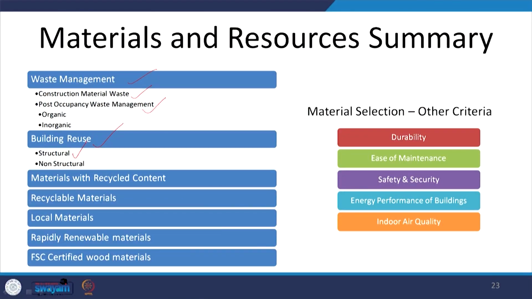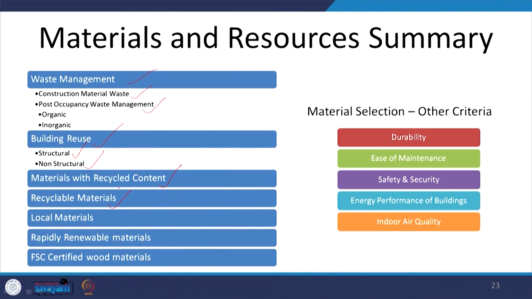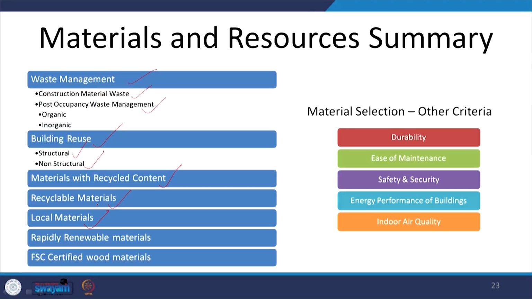Next we talked about building reuse, so reusing the structural components as well as non-structural components in a building. Then we talked about materials with recycled content. We saw how to calculate the percentage as a value based percentage. We talked about recyclable materials, not just the recycled content, for example, steel and glass. Then we talked about the local materials, how to prove the compliance based upon the distance from which the material has been sourced.